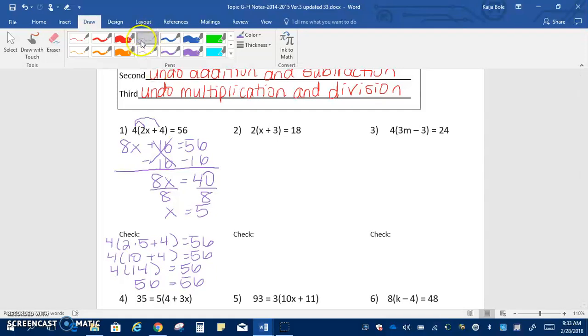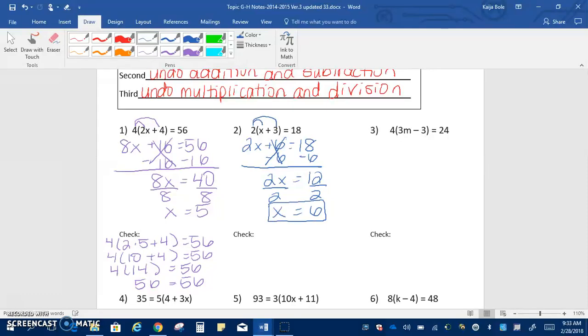Number 2 here, first we have to distribute this 2 into both parts. Don't forget to go to both parts. So we have 2x plus 6, and this equals 18. Right, and then we have to subtract 6 from both sides. So these 6's are gone, and we're left with 2x equals 12. Now to undo our multiplication, we divide by 2 on both sides. So we get x equals 6.